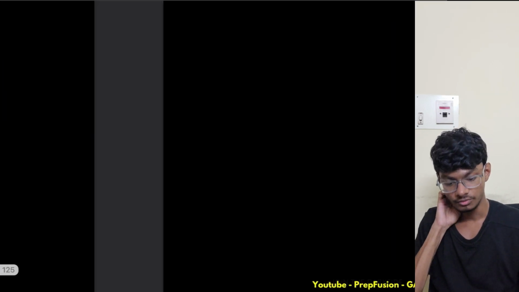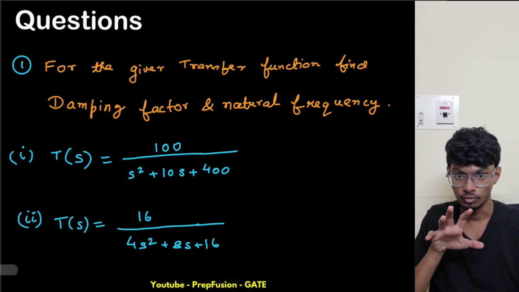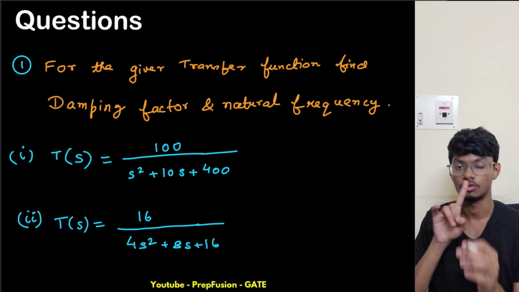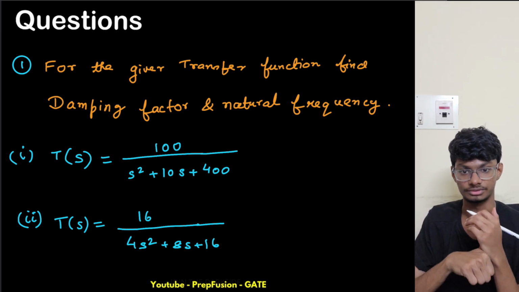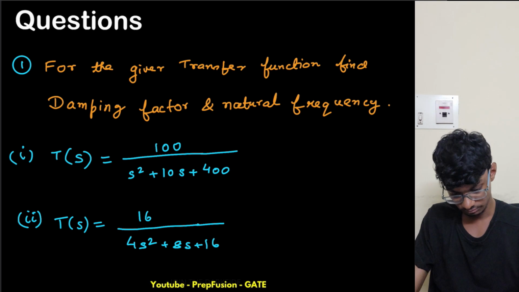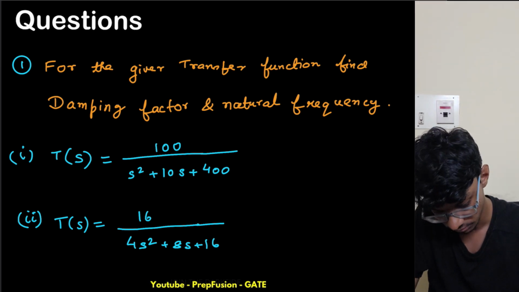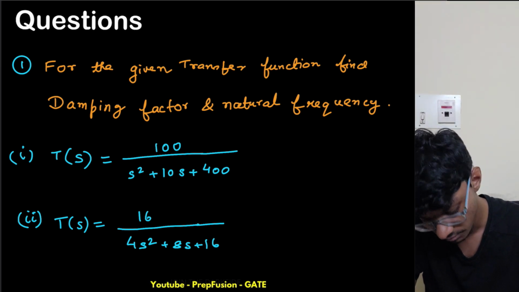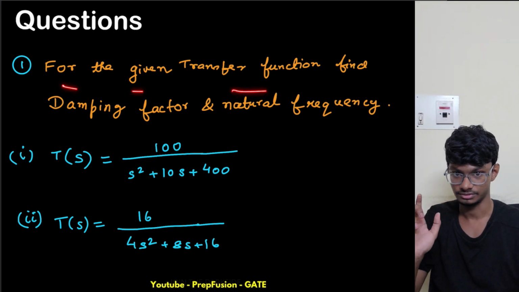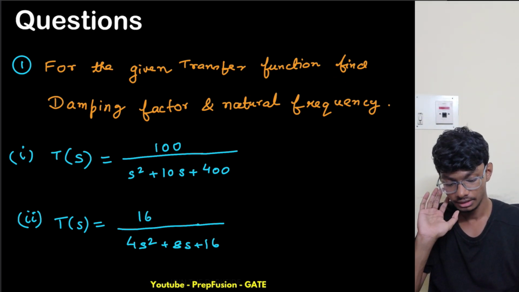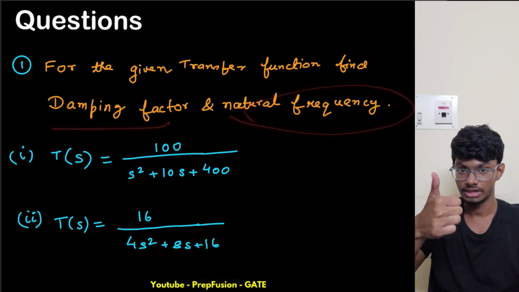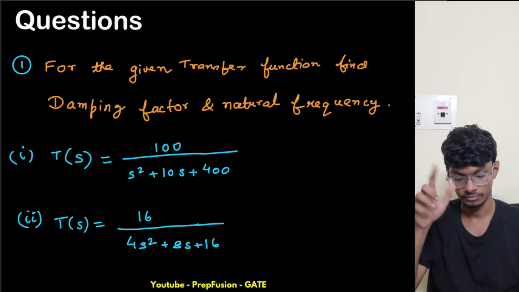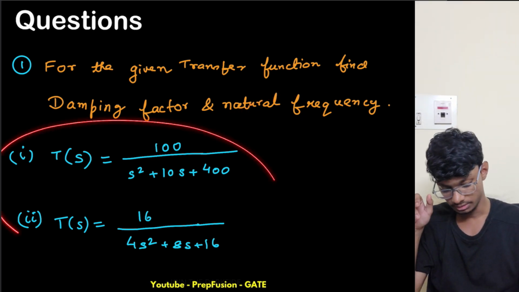Okay, now what we'll do, I will do a few questions. I told you about the standard and non-standard form of second order differential equation, right? So now, for the given transfer function, find the damping factor and natural frequency. I have told you the damping factor and natural frequency. So pause the video right now and solve these.